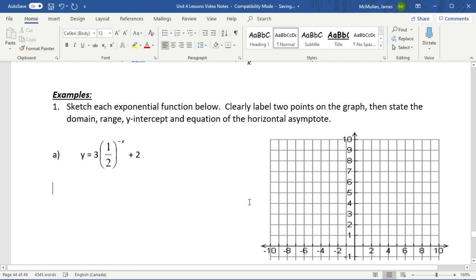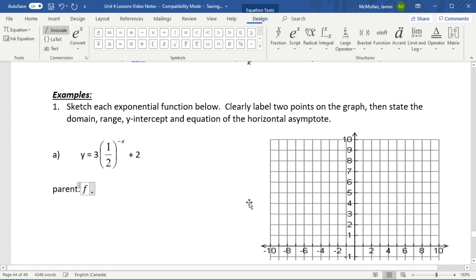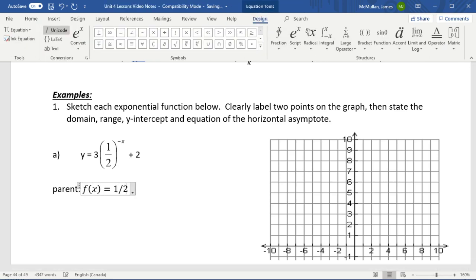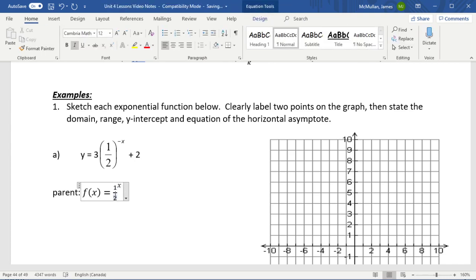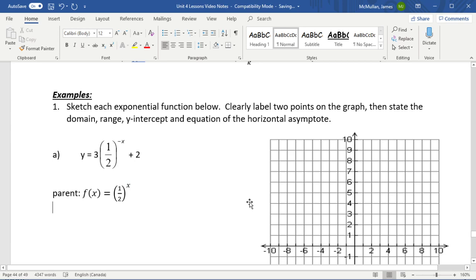Okay, again, as usual, what you want to do to start is identify the parent function. The parent function in this case is (1/2) to the power of x. And really, to do this correctly, we should put it in a bracket so there's no confusion about what is to what power here. Okay, that's the parent function. That 1/2 is not a parameter. It's part of the parent.